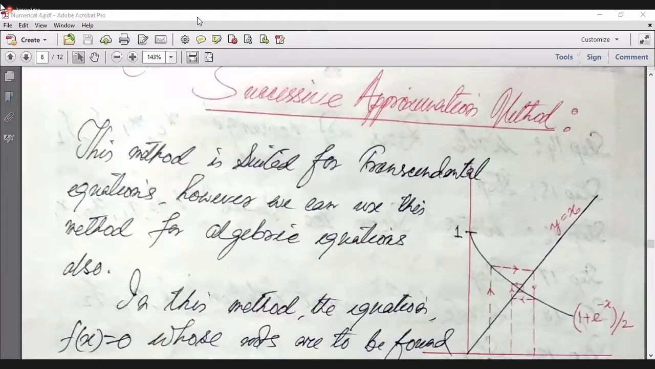The last topic is the successive approximation method. Especially this method is used for solving our transcendental equations.